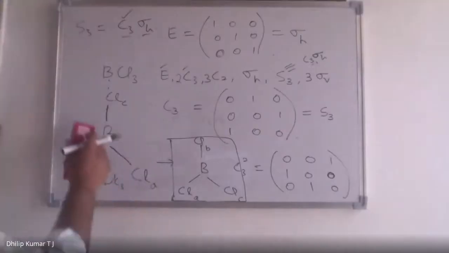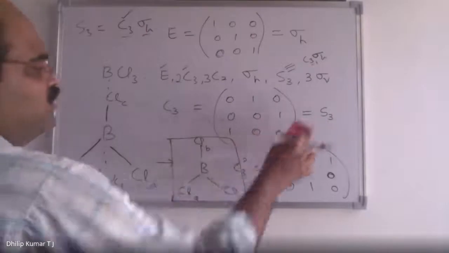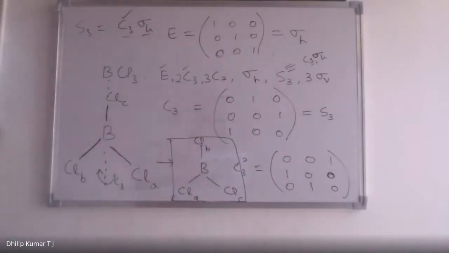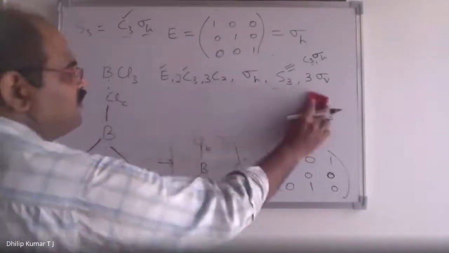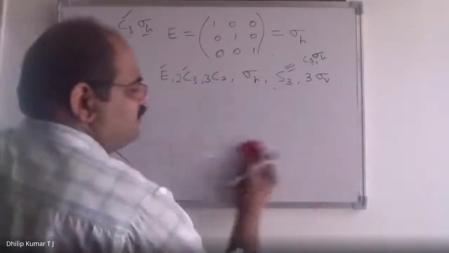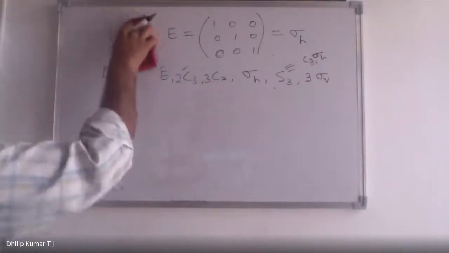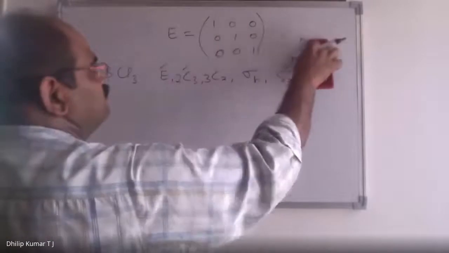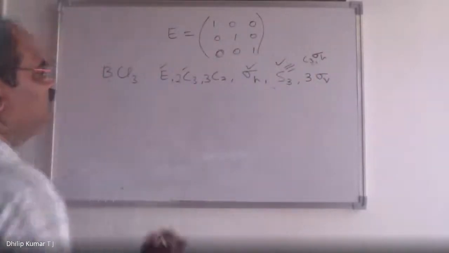Oh, okay. Most planar molecules do have it. Okay, sir, I got it. I was thinking that the chlorines were different. So that's why I wrote that, in this case, C3 equals S3 in matrix form. I'll erase it and let's work out the remaining ones. This is also done.